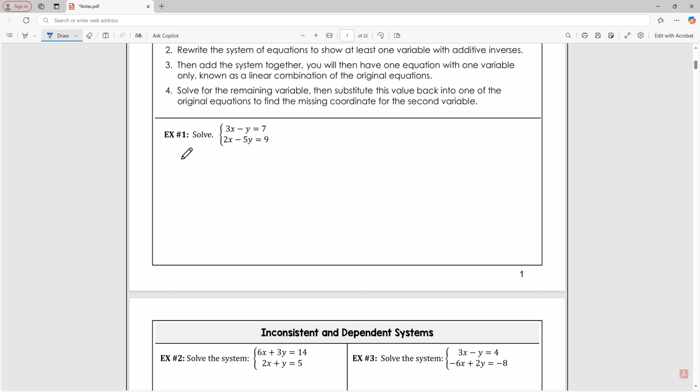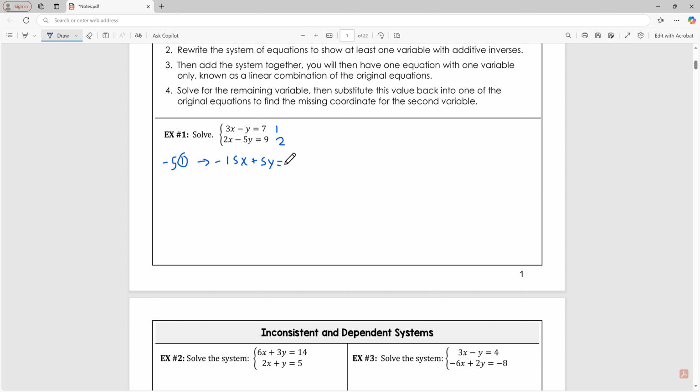I'm going to purposely try and get it so that the y's reduce in this question. I'm going to think of this equation here as my equation 1, this equation here as my equation 2. To make it so that the y's would reduce, I would need to multiply equation number 1. I'm going to show that by doing a 1 with a circle around it. I'm going to multiply equation number 1 by negative 5. If I do that, I would get negative 5 times 3x is negative 15x. I have negative 5 times negative y is a positive 5y. And negative 5 times 7 is negative 35.